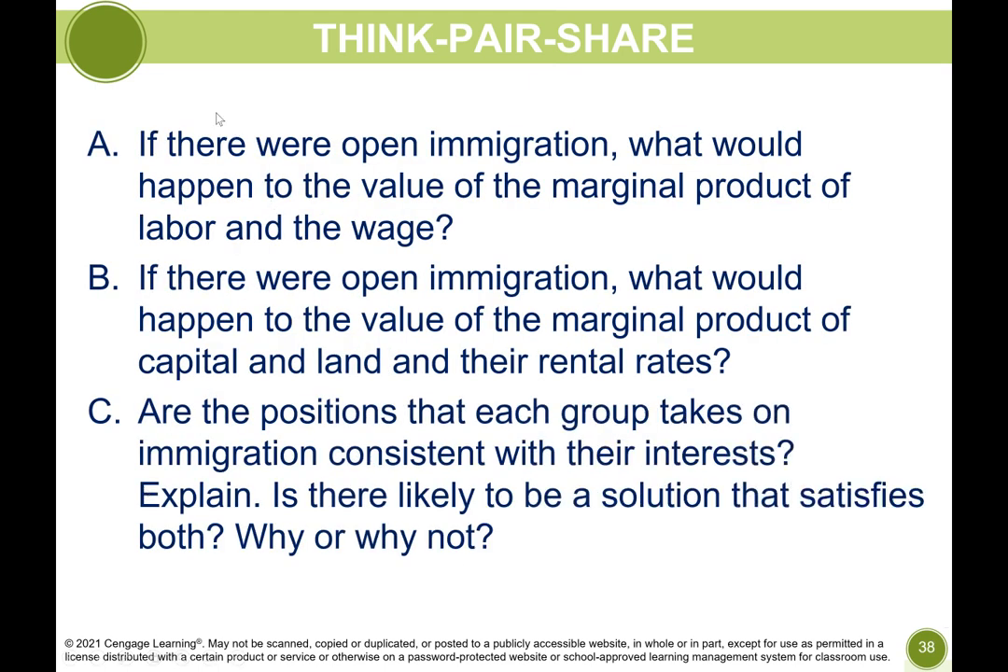Number A, if there were open immigration, what would happen to the value of the marginal product of labor and wages? Number B, if there were open immigration, what would happen to the value of the marginal product of capital and land and their rental rates? Number C, are the positions that each group takes on immigration consistent with their interests? Explain. Is there likely to be a solution that satisfies both? Why or why not?